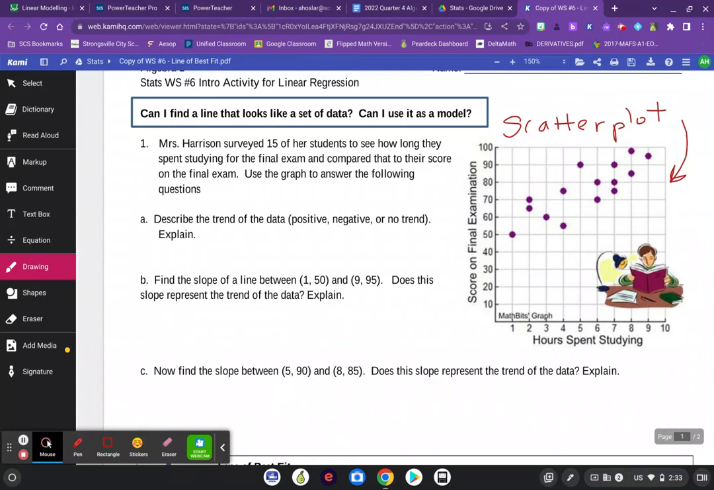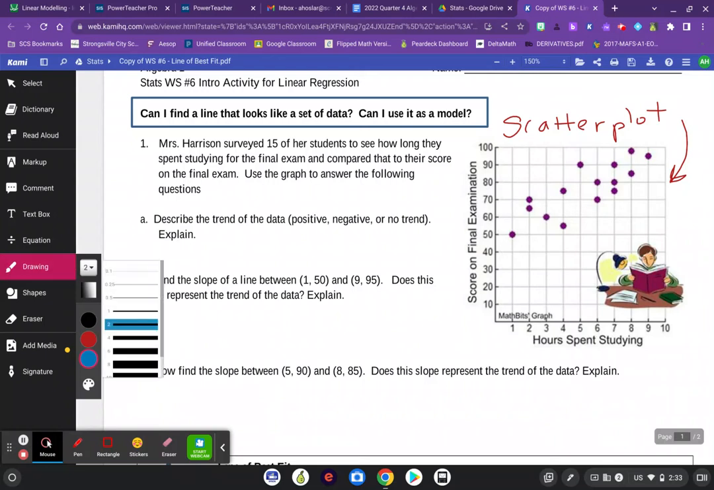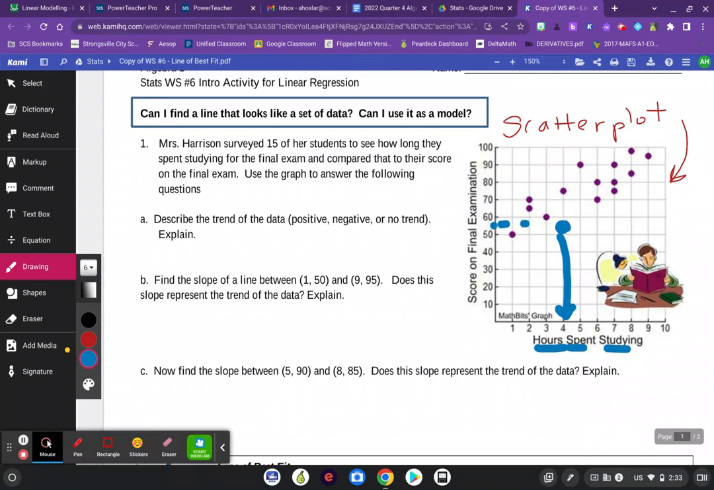So real quick, for example, I want to talk about how we would interpret this information. If I come over here and I have this point, let's say this point right here, that means that if I spend 4 hours studying, I'm going to get about a 55% on the exam. Okay, so each point relates the amount of time somebody studied and the score that they earned.